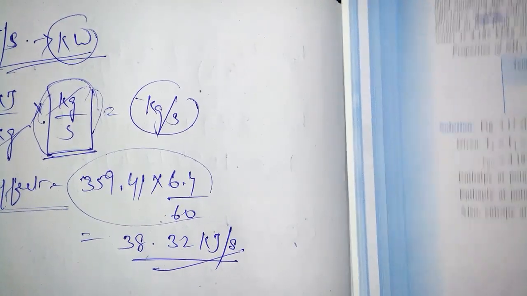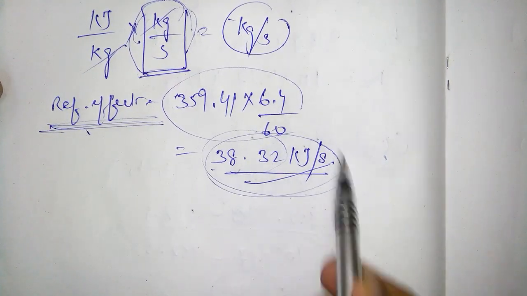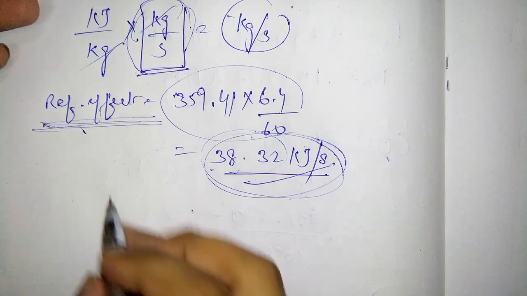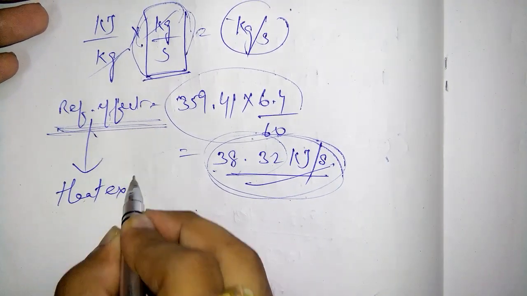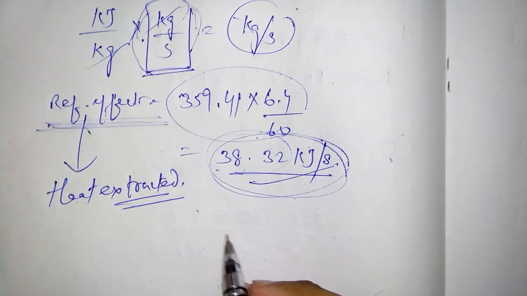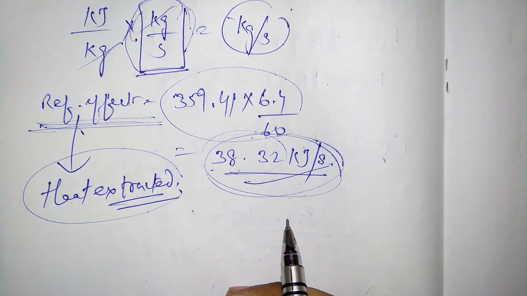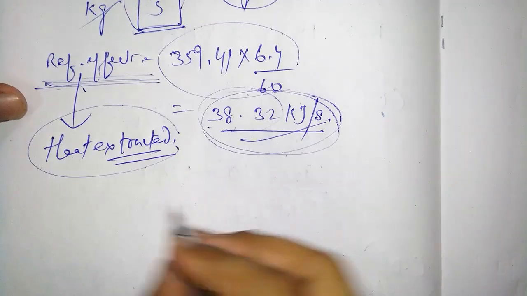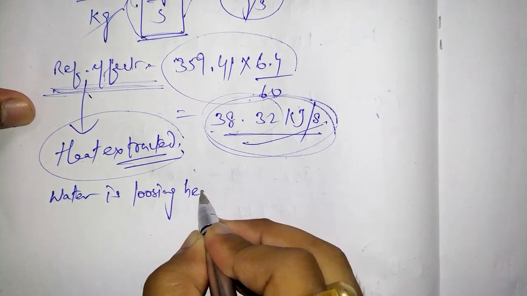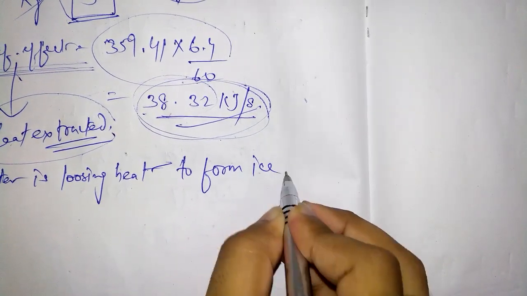Refrigeration effect. Now the main thing comes. Try to understand. Refrigeration effect is 38.32 kilojoule per second. That means heat extracted. This is also equals to heat extracted. Okay, heat extracted. Who is taking this heat? The refrigerant, that is ammonia. And who is giving that heat? Water. Water is giving that heat. Try to understand. Water is losing heat to form ice.